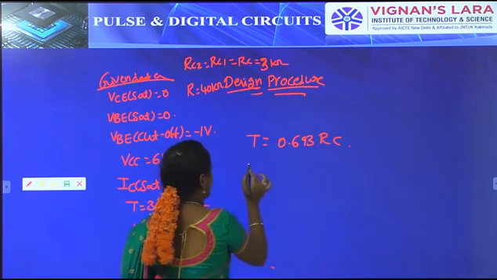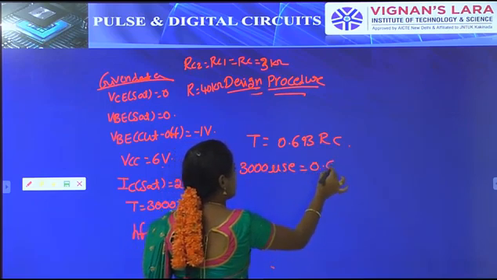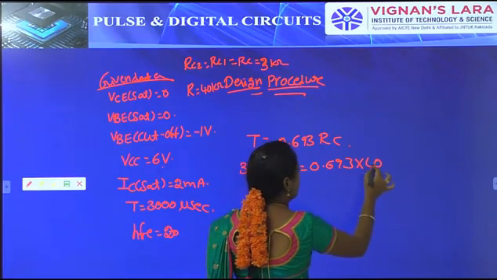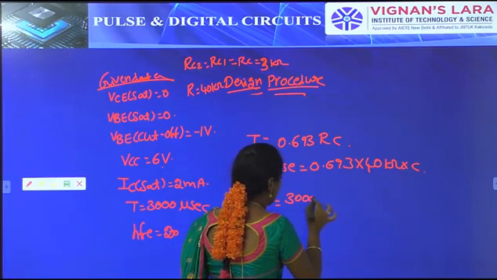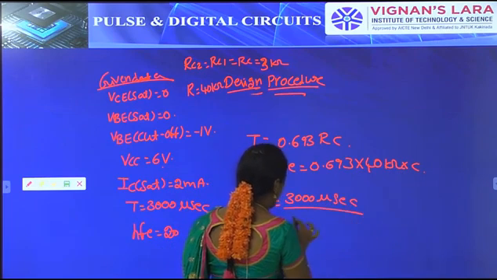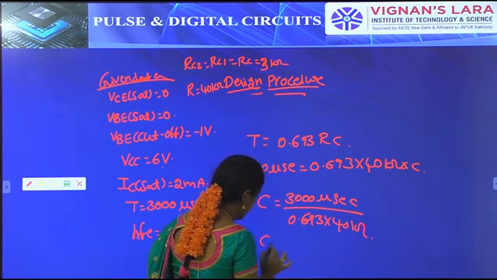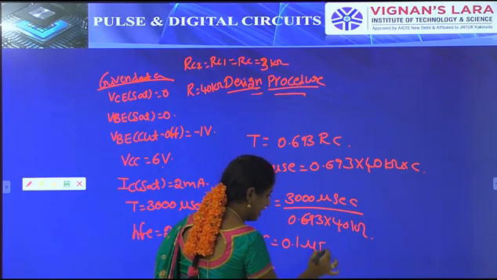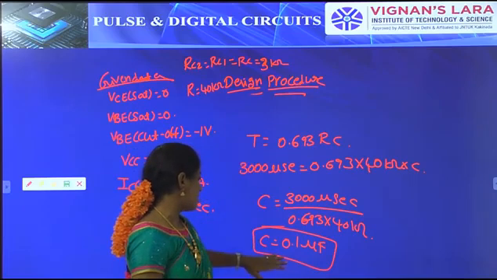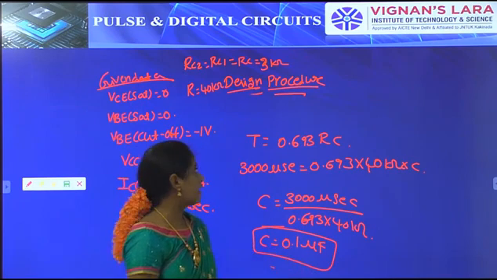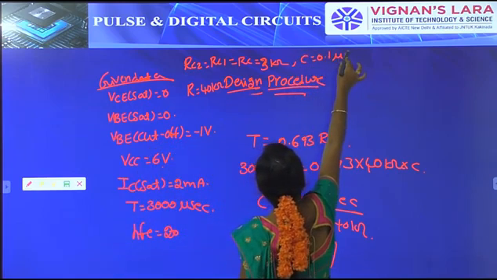As we know that T is equal to 3000 microseconds, and T is 0.693 into 40 kilo ohms into C. So C will be 3000 microseconds by 0.693 into 40 kilo ohms. So this value will be 0.1 microfarad. This is the value of the capacitor. So simply the capacitor C is equal to 0.1 microfarad.